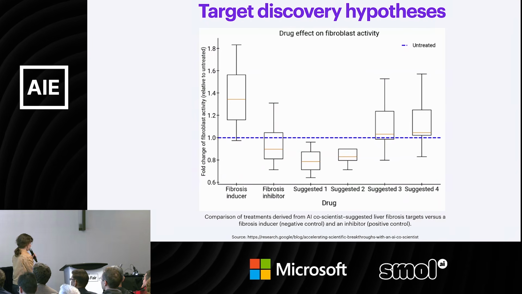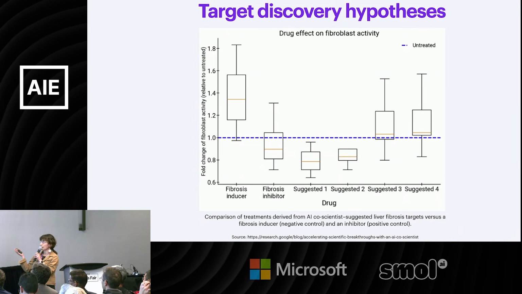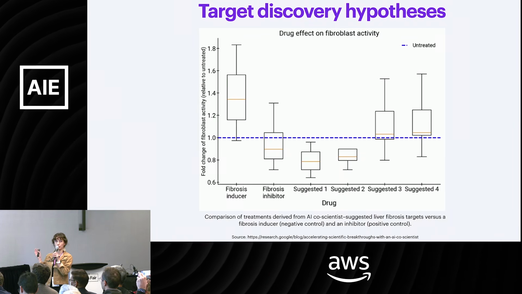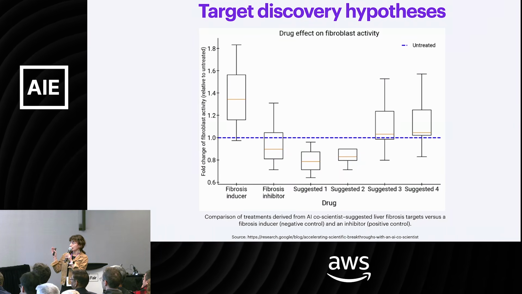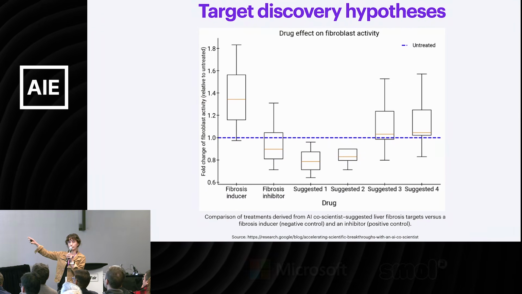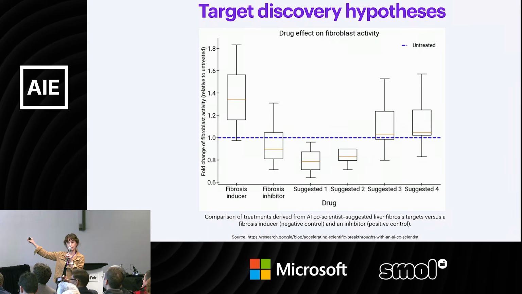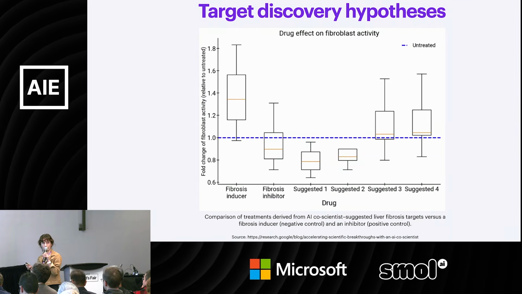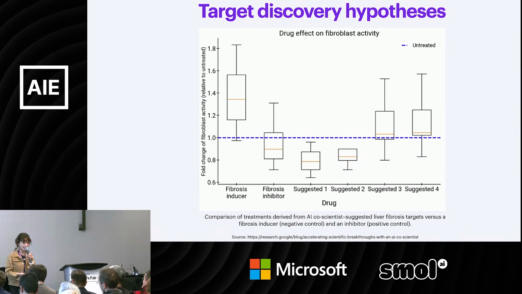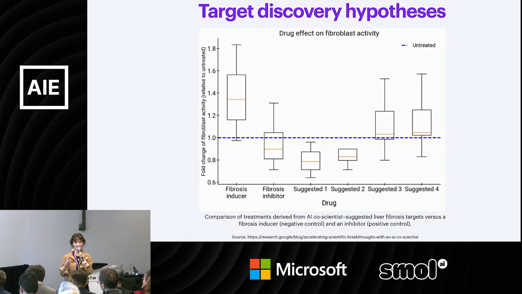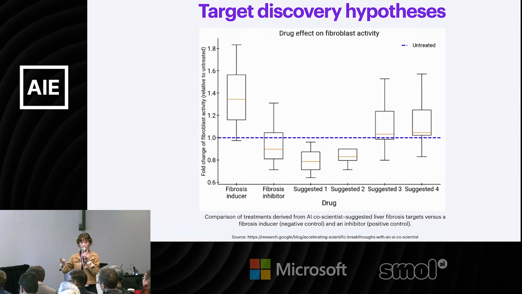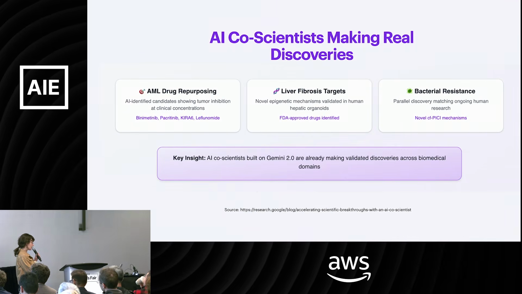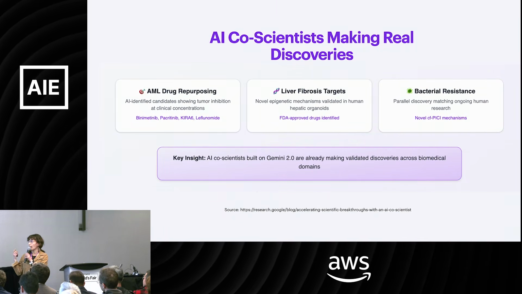That was one verification, by trying to replicate past results. But another one was to come up with completely new hypotheses. So they used it for liver fibrosis target treatment discovery. And the AI co-scientist came up with target drugs that were actually efficient in the wet lab. They were tested by experts. So it's not science fiction. It's not something in the future. It's actually happening now.